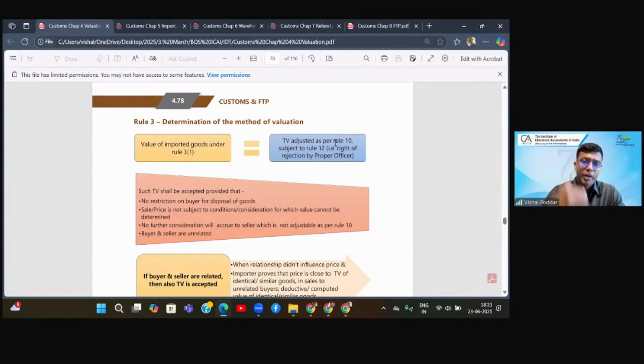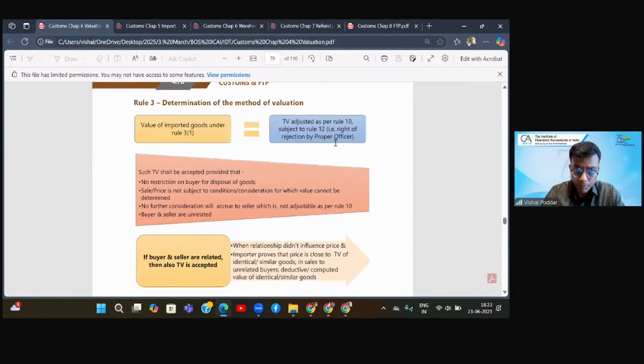Rule 10 gives you what has to be added, and Rule 12 gives you the obligation which we studied, that there could be further obligations that you have to satisfy. That is given in Rule 12. We'll see these two rules later on. Firstly, what does Rule 3.1 say? Transaction value will be the value after making additions of Rule 10.